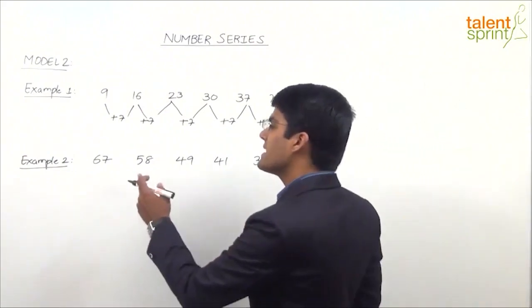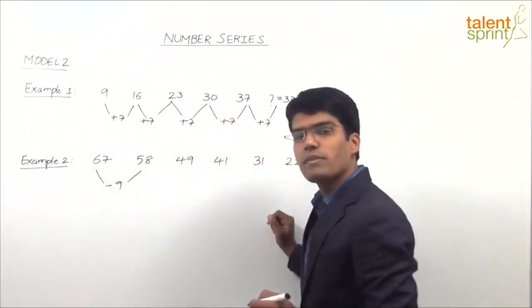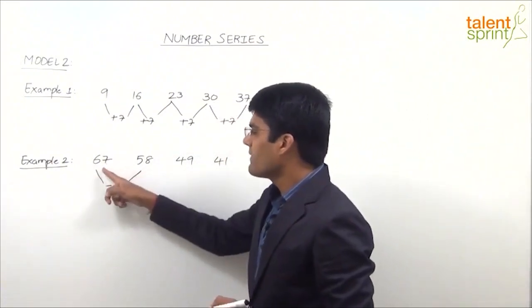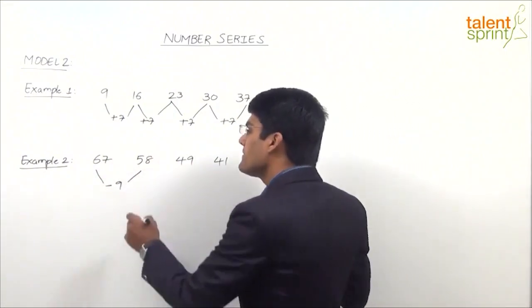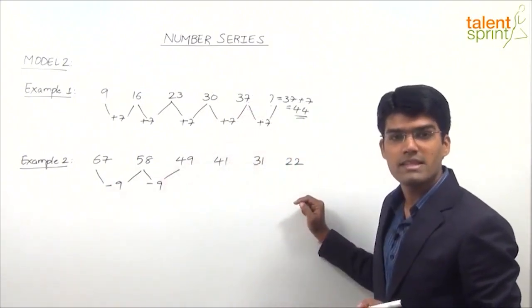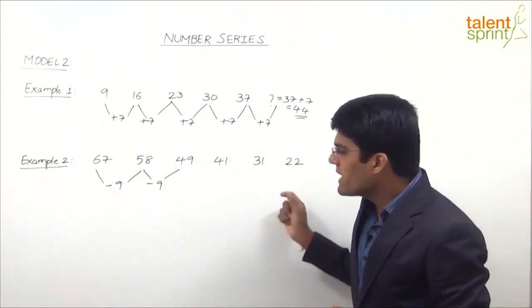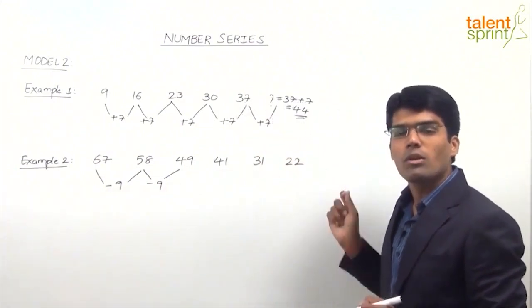Now when we look at 67 and 58, we understand that 67 minus 9 is equal to 58. That means 67 minus 9 will be giving the next number 58. Again, 58 minus 9 is 49. So by looking at the first two differences, we feel that maybe the difference here is always minus 9.